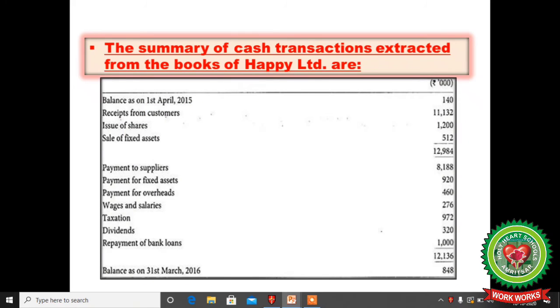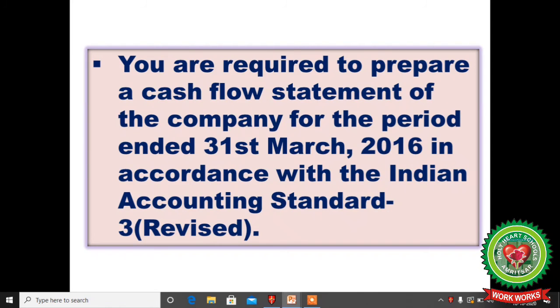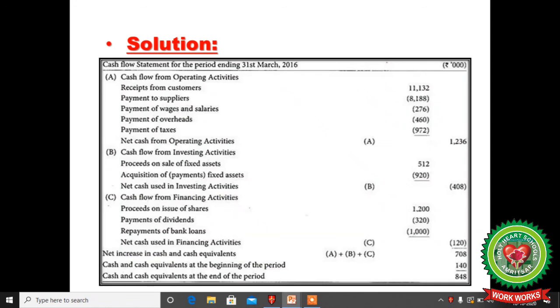Okay. Likewise, see the next. The summary of cash transactions extracted from the books of Happy Limited are given with the balance sheet as on 1st April 2015: receipt from customers, issue of shares, sale of fixed asset, payment to suppliers, payment for fixed assets, all such things are given. First of all, start with operating. You are required to prepare the cash flow statement from operating activities like receipts from customers, payment to suppliers, payment of wages and salaries.